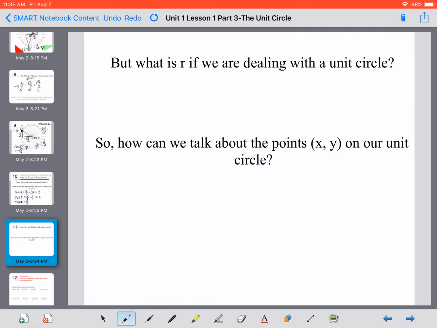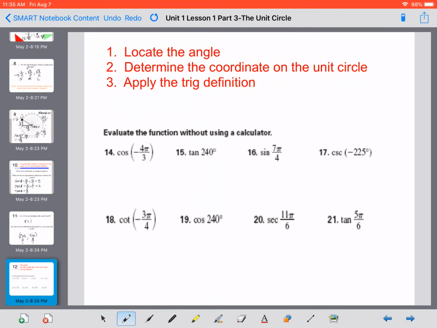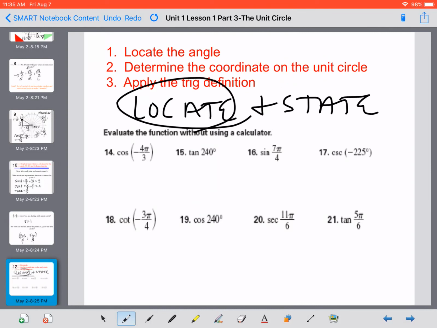So if we're dealing with the unit circle where r is equal to 1, you can talk about all of your points on the unit circle in terms of their cosine and sine, where sine is your y coordinate because it's y over 1, and cosine is your x coordinate where it's x over 1. So this is how we do these problems. I call these problems locate and state. You have to locate the angle, then you have to state the coordinate, and then you are able to evaluate that. So here we go.